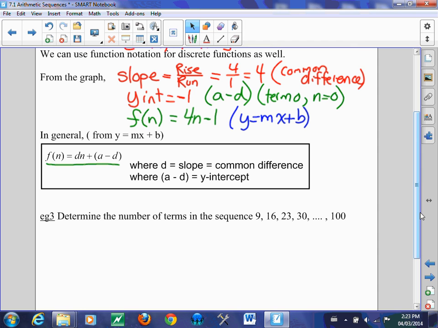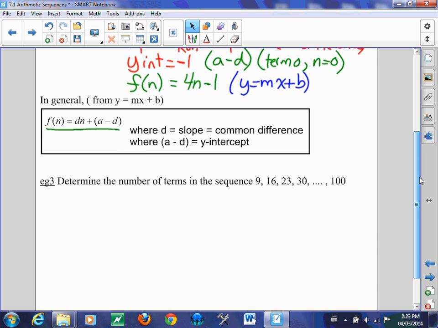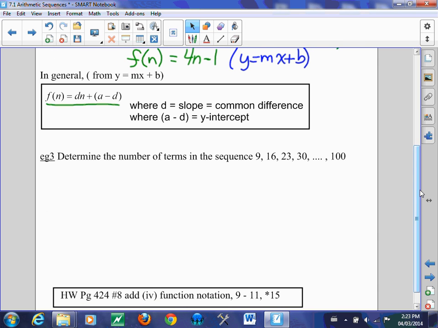Come see me if you have trouble with that one. I think it's an easy concept. You just have to remember what to do for the y-intercept. All right, last question. This is a tricky one, and make sure you know how to do this for your test.